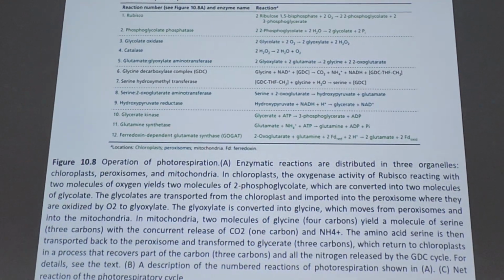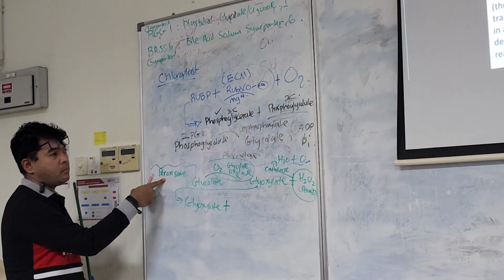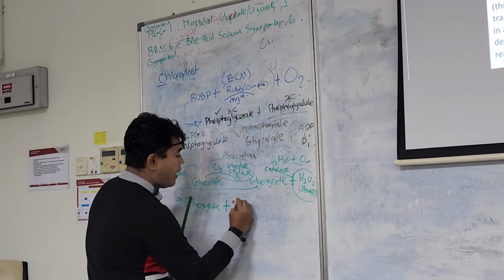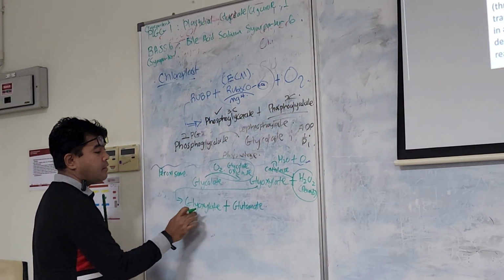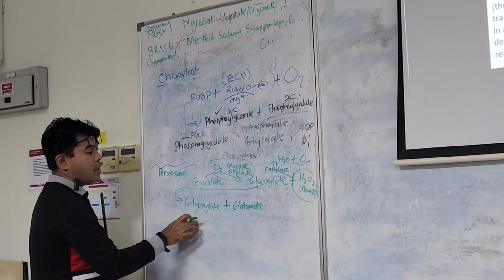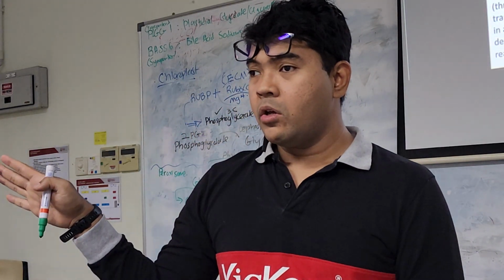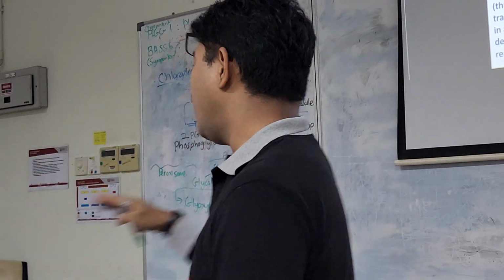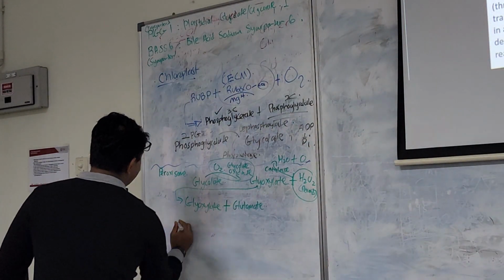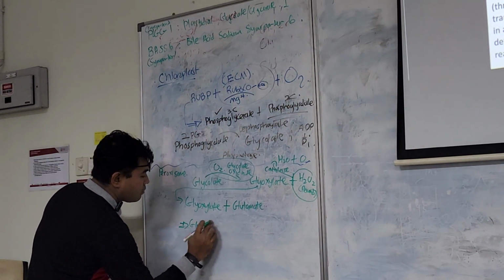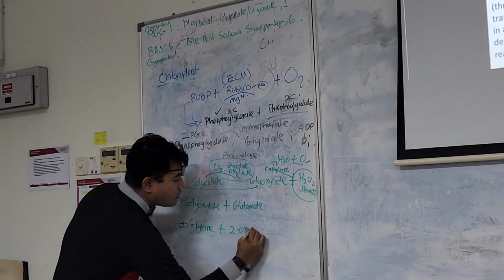Okay, now coming back to glyoxylate. So what happens to glyoxylate now? It will now react. Remember, you are still in the peroxisome. Glyoxylate now reacts with an amino acid called glutamate. This is a special process because it uses one amino acid to make another amino acid. So here, glyoxylate reacts with glutamate in order to produce glycine plus 2-oxoglutarate.